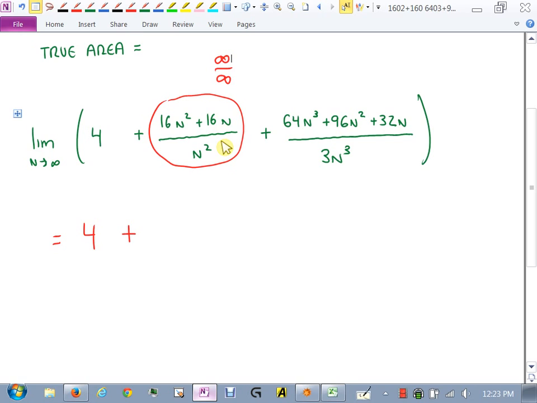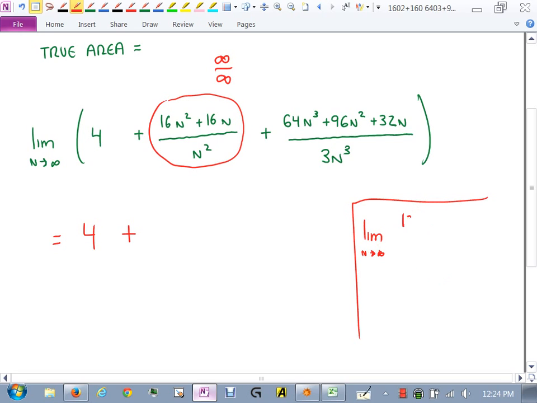L'Hopital's rule. So I'm going to use L'Hopital, even though you may know that with polynomials of the same degree, it's just the leading coefficient over the leading coefficient. But I'm going to do L'Hopital. So on the side here, I do the limit as n goes to infinity of (16n squared plus 16n) over n squared. Take the derivative of the top and bottom.